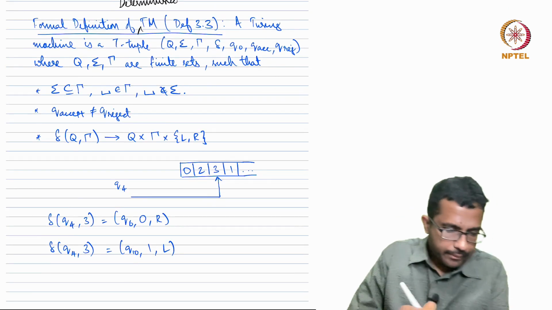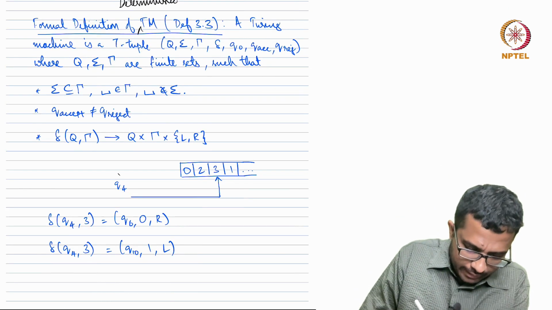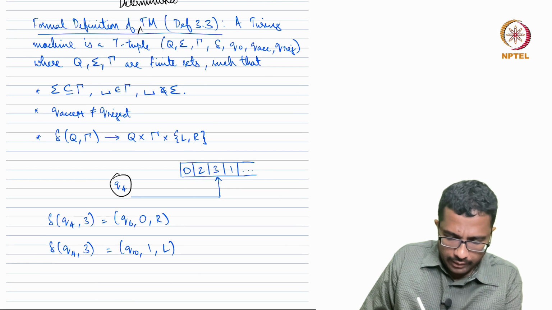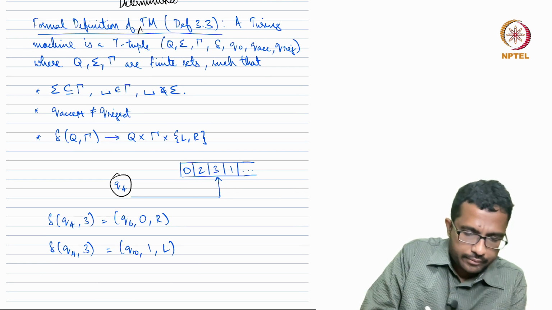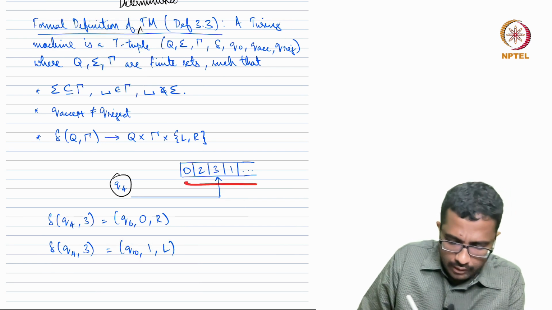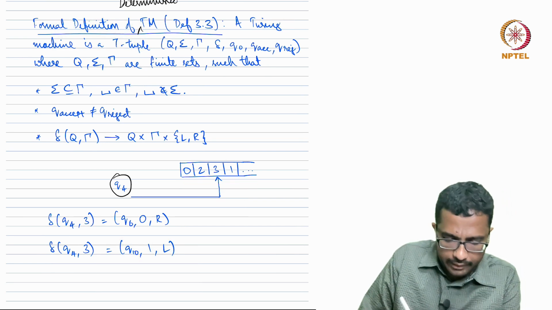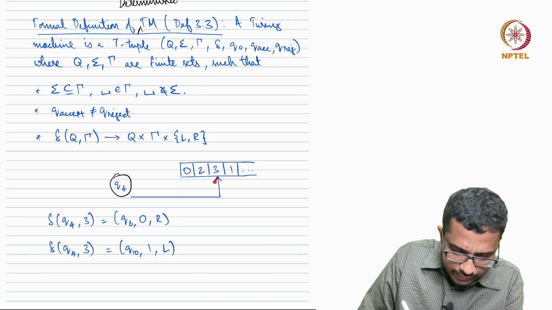So suppose you are in state Q4 and let's say this is the input tape, like 0, 2, 3, 1, and currently the head is pointing at 3.